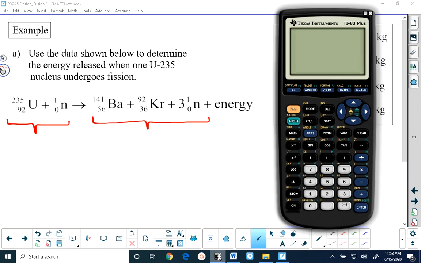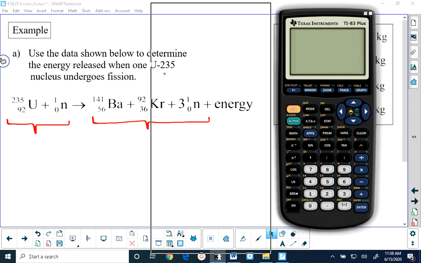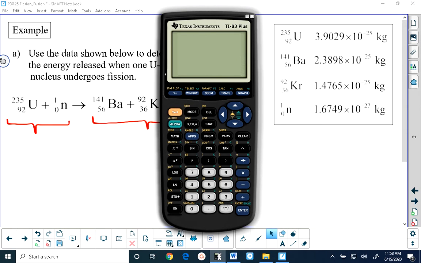I'm not going to be writing down all of these numbers. To find the mass of the materials that we start off with, I simply have to take the mass of uranium-235, which is 3.9029 multiplied by 10 to the negative 25 kilograms, and add the mass of a neutron, 1.6749 multiplied by 10 to the negative 27 kilograms. So this is the mass of what I can refer to as the reactants.